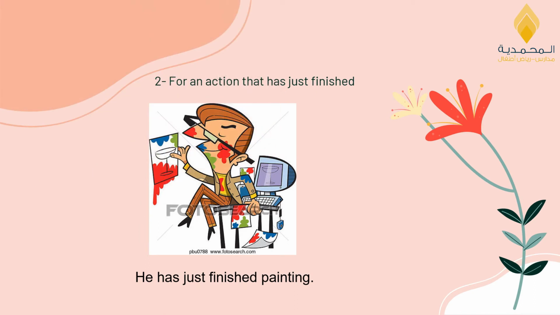The second use of the present perfect is for an action that has just finished. It has the same idea of the previous point whenever you have evidence in the present. So take a look at this picture. The man is full of paint and he is holding a piece of drawing in his hand. So I can say he has just finished painting. How did I know? From the evidence that I can see in the present. So we use it for an action that has just finished.